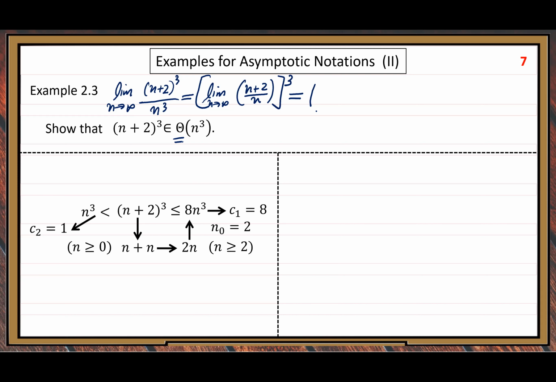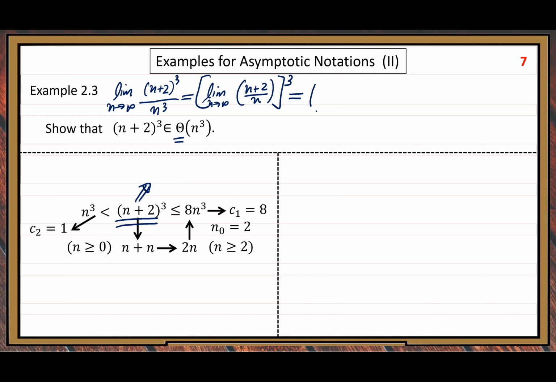But here, I like to point out many of my previous students, when they work on this question, they use some pretty hard way. So let me show how they work. They work on this (n plus 2) cubed directly. They expand this expression.